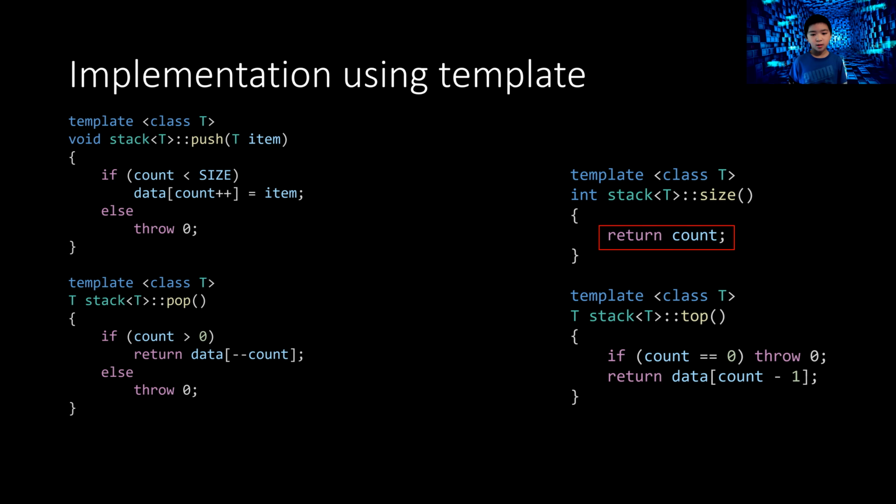The size function simply returns the count value. The top function returns the element at the top of the stack. That means the element at the index of count minus 1. Please note the count value doesn't change here, because we know the top function does not modify the stack. Through this code, if the operation cannot be done, we simply throw an exception.